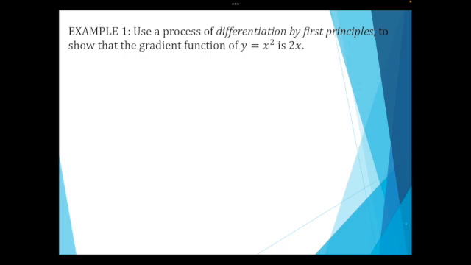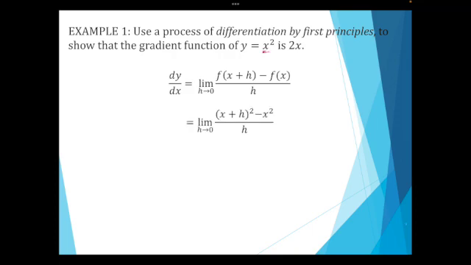Now, let's use the process of differentiation by first principle to show that the gradient function of y equals x squared is 2x. So let's start off with writing dy/dx, the Leibniz notation, equals limit h approaches 0, f(x plus h) minus f(x) divided by h. Now, of course, because it's x squared, we know that f(x plus h) is (x plus h) squared minus x squared. Expanding that, we've got x squared plus 2hx plus h squared minus x squared.